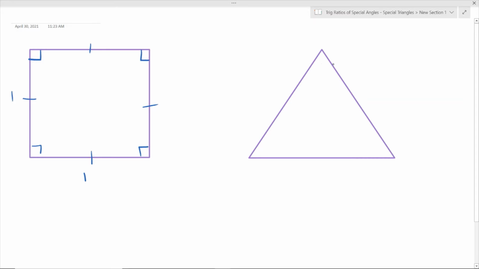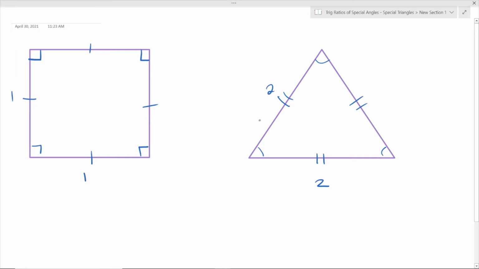This is an equilateral triangle. So memorize that this is an equilateral triangle, right? Equilateral triangle with a length of 2 here, and this side being 2 as well, and this side being 2 as well, okay? So memorize this. And then we know that all of these angles are going to be equal.